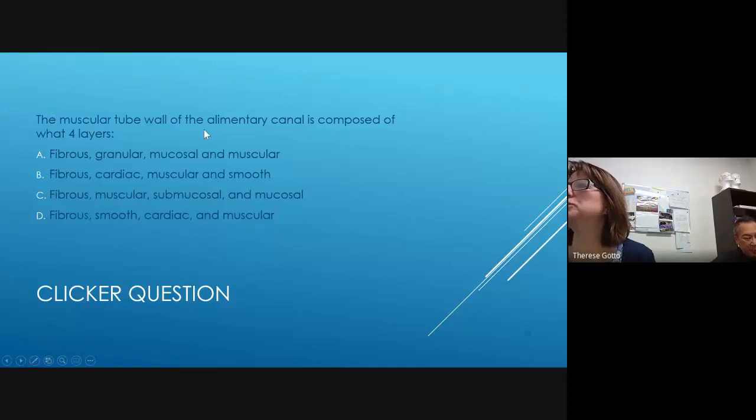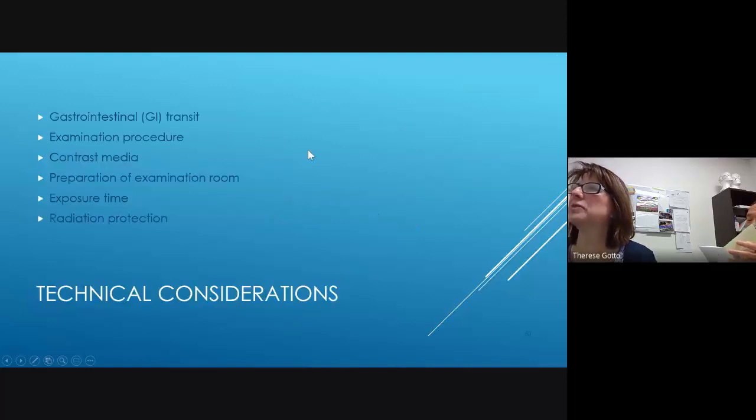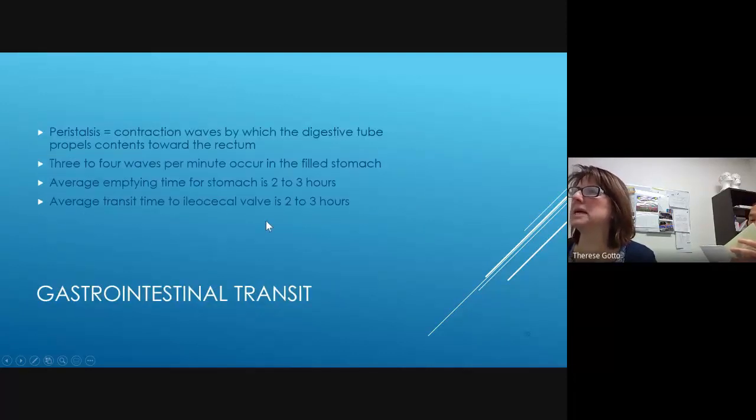Okay, the muscular tube wall of the alimentary canal is composed of 4 layers. And what are they again? We know cardiac is not the answer. So it's going to be A or C. Fibrous, muscular, submucosal, and mucosal is correct. You're just going to have to remember that, you guys. We're going to blaze through the technical part.